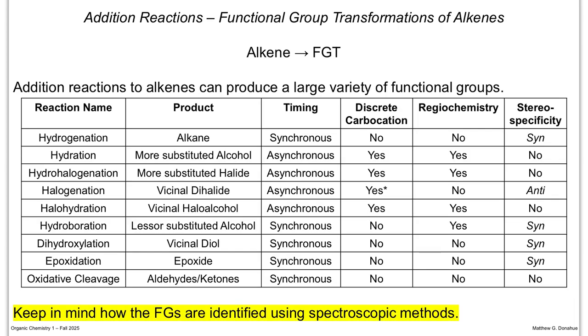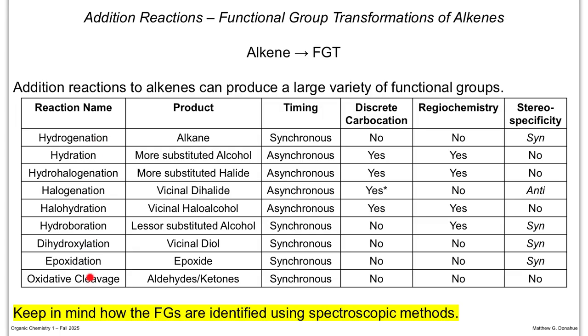This is the menu, as it were, of some of the fine reactions we'll be sampling for the rest of the semester. They have names, and the names typically indicate what is happening and what product will be formed. Then there's the timing of the addition, and whether a discrete carbocation is formed. Typically that's with the asynchronous reactions. Remember, if you form a carbocation, can it rearrange? You have to ask that question. And then the general stereospecificity: can you predict what the geometry of the starting material was based on the product stereochemistry?